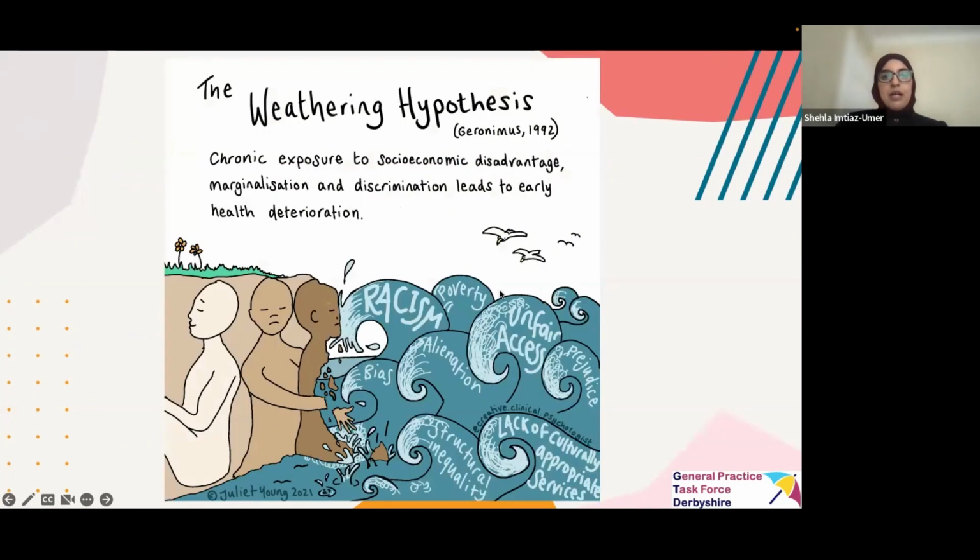And thinking about the weathering hypothesis, this is looking again at patients, the chronic exposure to socioeconomic disadvantage, to those patients who are marginalised identities, increases the discrimination and it leads to early health deterioration. So this picture is really trying to illustrate the point that if you're a Black or ethnic minority patient or colleague, you're more likely to face racism, alienation, unfair access, prejudice, which causes a deterioration in your health, whether that's physical health or mental health.